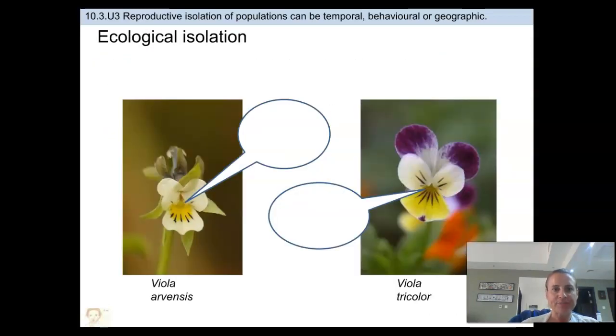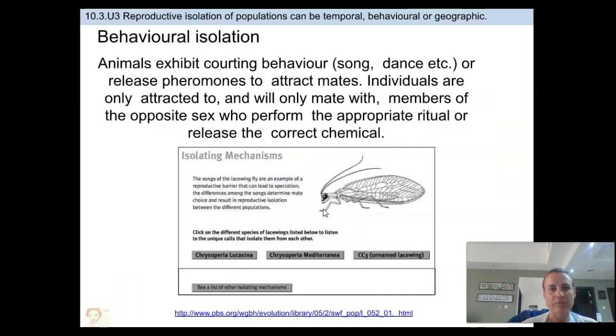Ecological isolation. In this situation, it might be that this particular viola prefers a calcium-rich soil, and this one over there, the tricolor, might prefer a magnesium-rich soil. That just means that they would not be flowering at the same time.